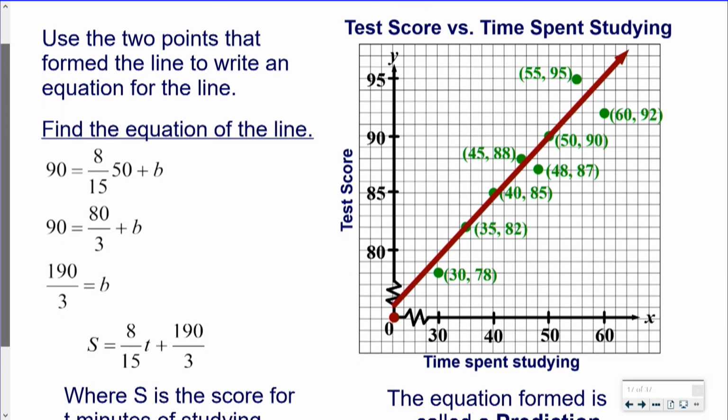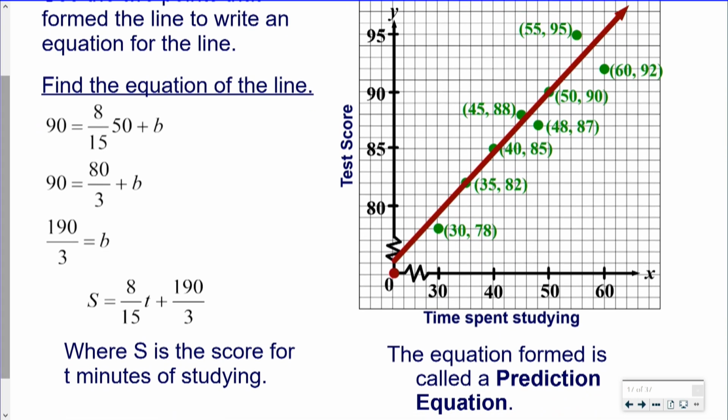Now we need the y-intercept. In order to find the y-intercept, we just need 1 point from the line, and we need our slope. So here we have our slope of 8 over 15, and our point is going to be 50, 90, where 50 is x and 90 is y. Doing a little calculation here, 8/15 times 50 is 80/3. We subtract 80/3 from 90 and we get 190 over 3. So now we have our y-intercept.